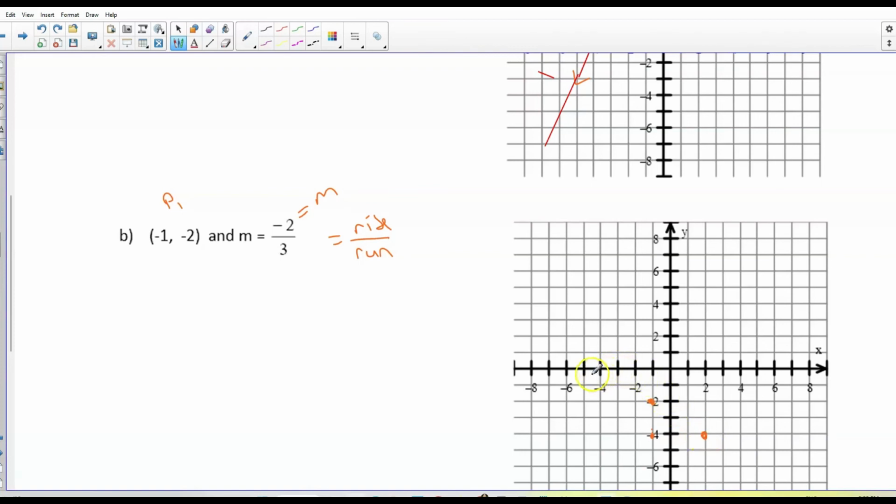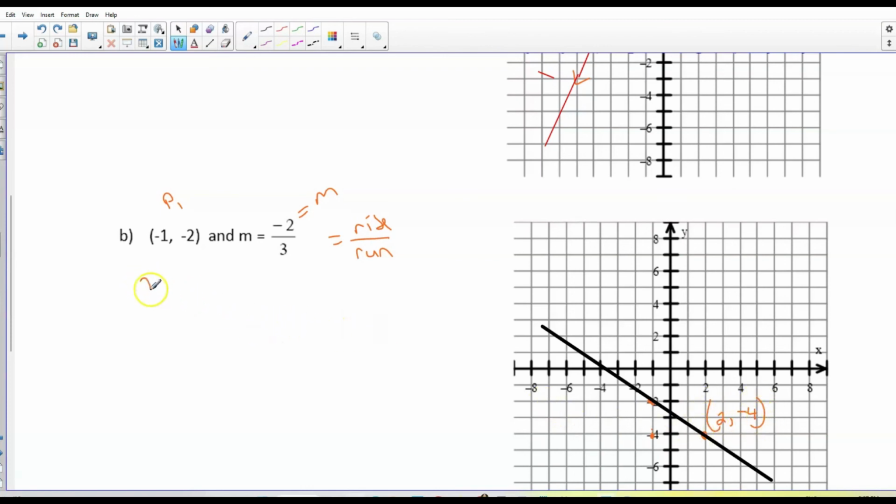Let me get my line tool. I'll do the best line I can. I'll try to make it as big as I can. And there is my line. So I think my next point on this line, because again, there are all kinds of points on this line, is going to be 2, -4. So that's what I think I have.